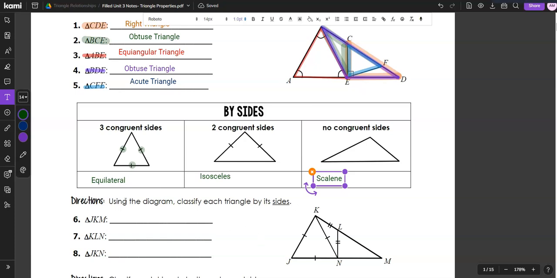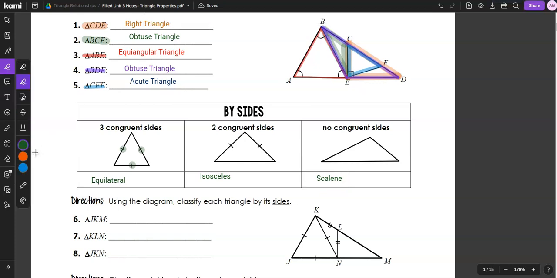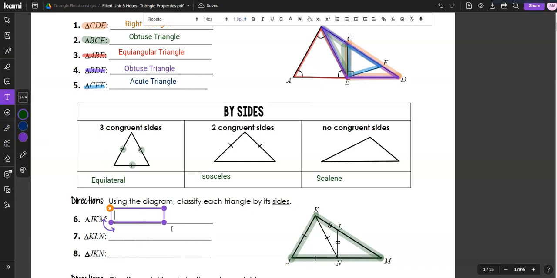All right, let's put this into practice. So we're going to look at triangle JKM. That is the whole image here. So J, K to M. And again, because LM and NM are not labeled, we're going to assume that they are not the same as KL or JN. So we can call this one a scalene triangle, as all 3 sides are different.